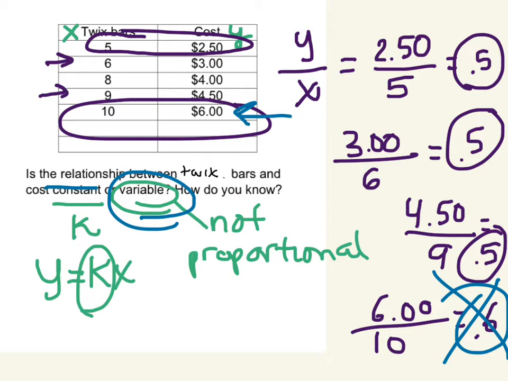Because the number of Twix bars I buy doesn't increase the same amount at each one that I buy. Because all of a sudden when I buy 10, they start costing me 60 cents each, when before they were costing me 50 cents each. So that's how I know.